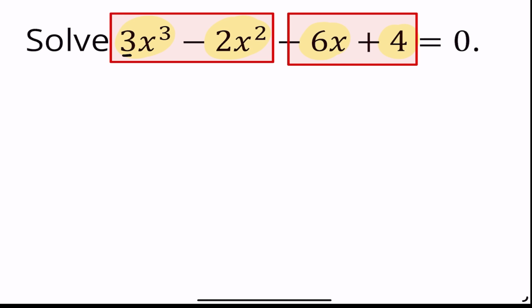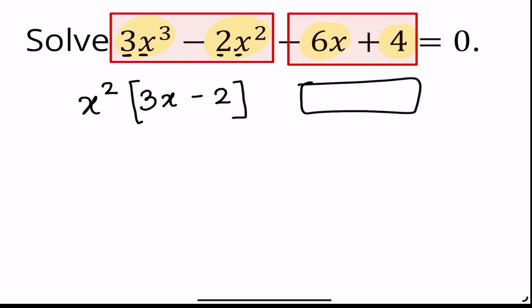Okay, now let's take a look. From 3 and 2, I can't factor anything. But from x cubed and x squared, what can I factor? X squared. Remember, always the lowest power. So what am I left with? 3x minus 2. The rule of thumb is if I have 3x minus 2 here, I should have 3x minus 2 on this side as well, right?